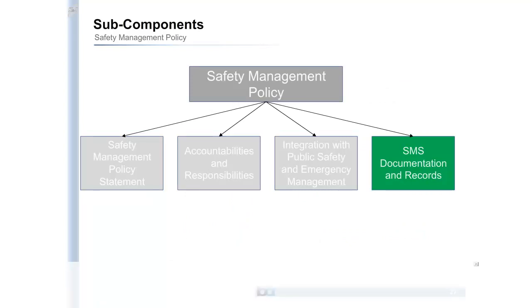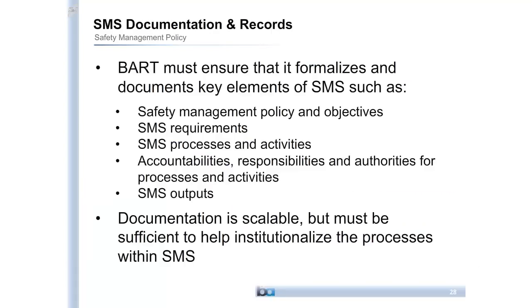SMS documentation and records. BART must ensure that it formalizes and documents key elements of SMS such as safety management policy and objectives, SMS requirements, SMS processes and activities, accountabilities, responsibilities and authorities for processes and activities, and SMS outputs. Documentation is scalable, but must be sufficient to help institutionalize the processes within SMS.